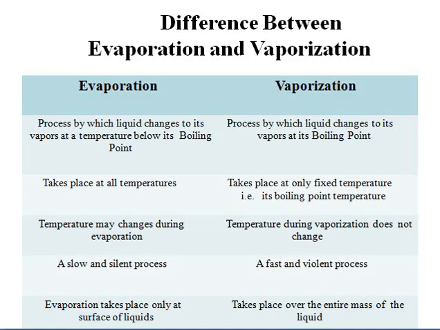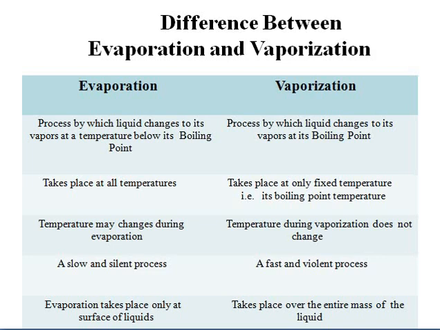Now we have to discuss the difference between evaporation as well as vaporization. There are two different terms, and these terms technically differ. Evaporation is the process by which a liquid changes into its vapor at a temperature below its boiling point. This one is very important. Evaporation occurs below the boiling point, but vaporization will occur above the boiling point.